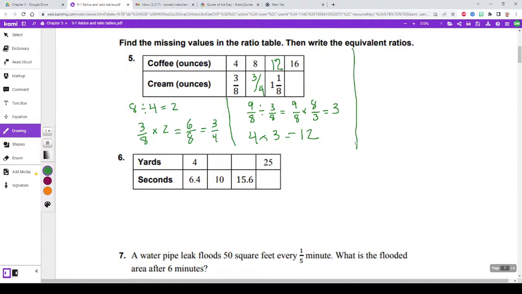The last one, you can either go from 4 to 16, or you can go from 8 to 16. It won't matter which one you choose. I wouldn't go from 12 to 16 because then you're dealing with 9/8, and I don't know. But for consistency's sake, I'm just going to take 16, divide by 4. That gives us 4. And then we take the 3/8 times the 4. And that gives us 12 over 8. That can be simplified because you can divide both the top and bottom by 4. That gives us 3/2.